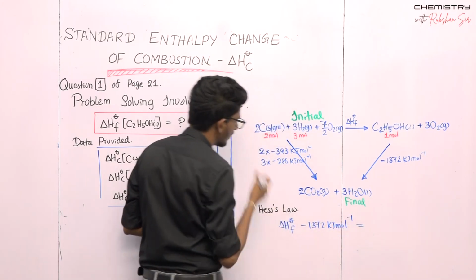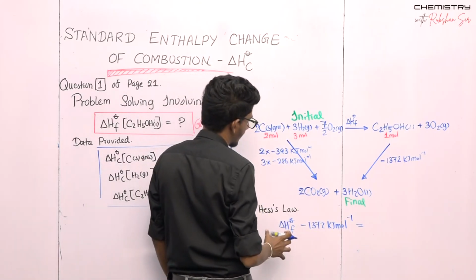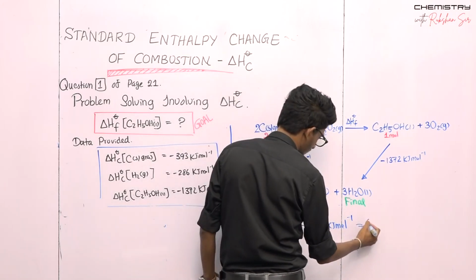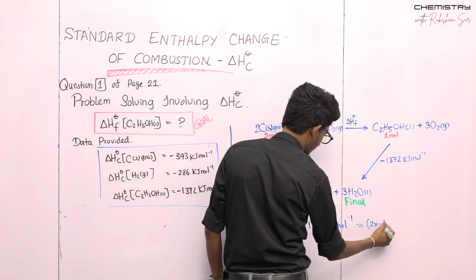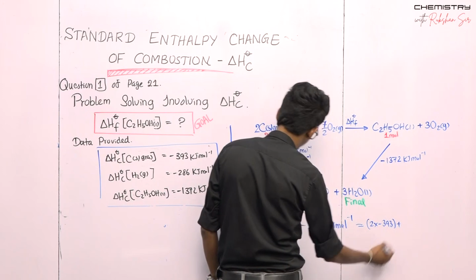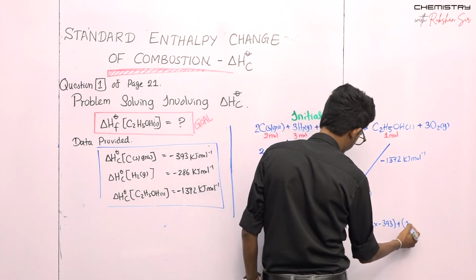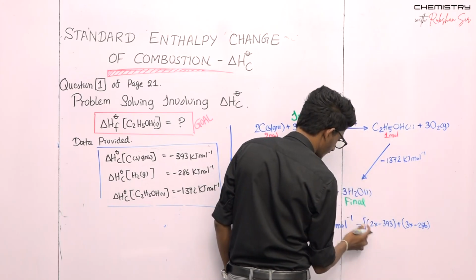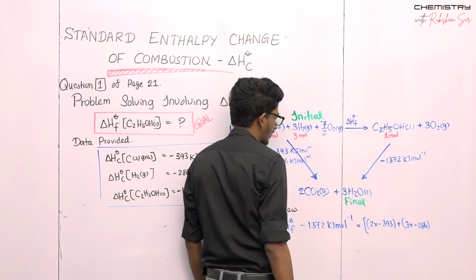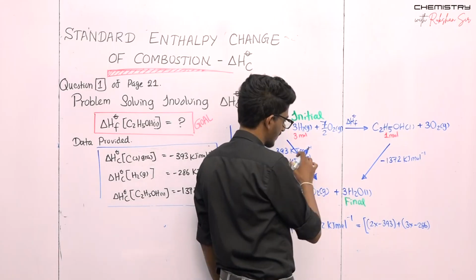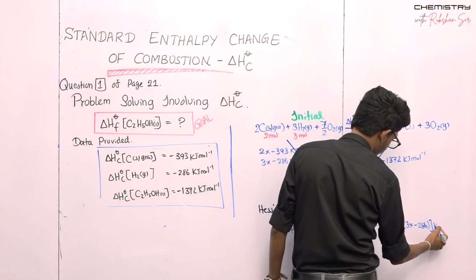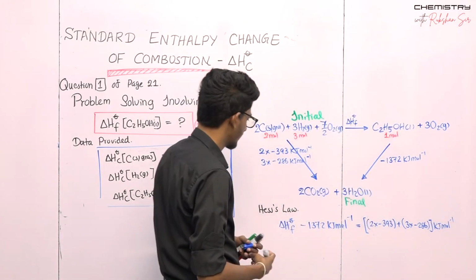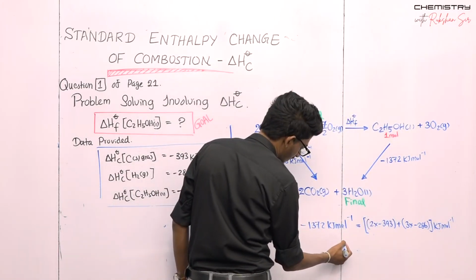That is going to be equal to the total enthalpy change that happens with the second route, that is Hess's law, right? 2 into minus 393 plus 3 into minus 286. That is the total enthalpy change that happens when you are coming from the initial state to the final state by the second route, right? So by solving this, you can come up with the delta H naught F value.